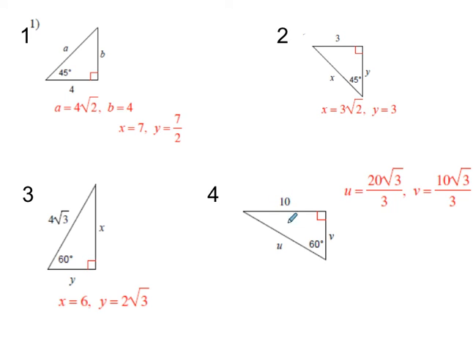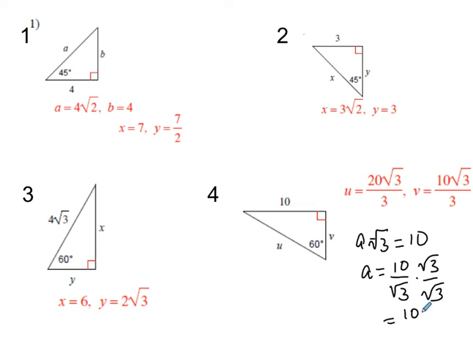When you solve for a here, you would say a root 3 equals 10. Divide both sides by square root of 3. Then rationalize. And you would find that a is 10 square root of 3 over 3. And then it's just a matter of plugging in. This side would be 10 square root of 3 over 3, right there. And then this side would be 2 times that, 20 root 3 over 3.